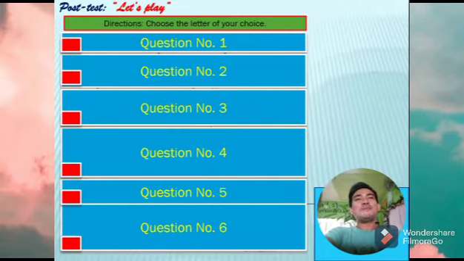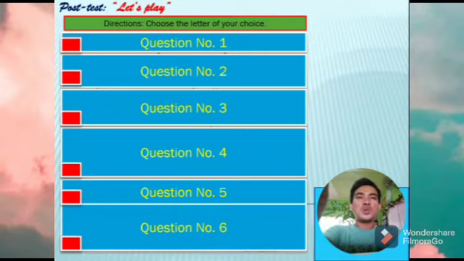Now let's proceed to the post-test, applying the knowledge that we have learned a while back. We call this one, let's play. With the given directions, you're going to choose the letter of your choice. Are we now ready? I'll be giving you only 5 seconds to answer the questions. Are we ready now? Okay, so let's have question number 1.